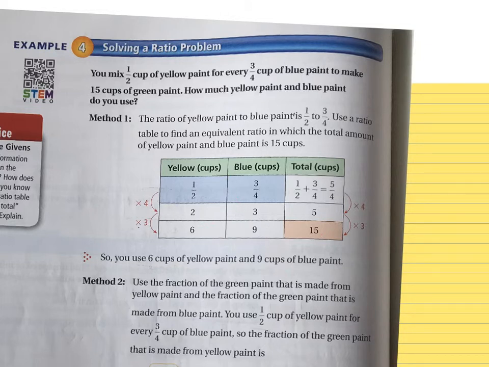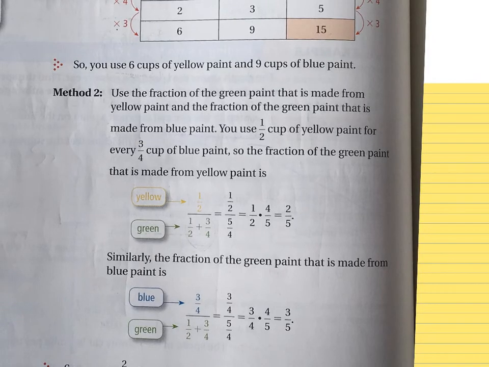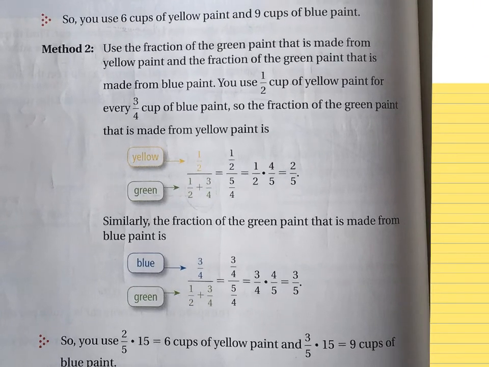So method number 2 is, I suppose, a little different. They're going to use the fraction of green paint that is made from yellow paint and the fraction of green paint that is made from blue paint. If you use 1/2 cup of yellow paint for every 3/4 cups of blue, the fraction of the green paint to the yellow paint is, remember, it's fraction of yellow to green.